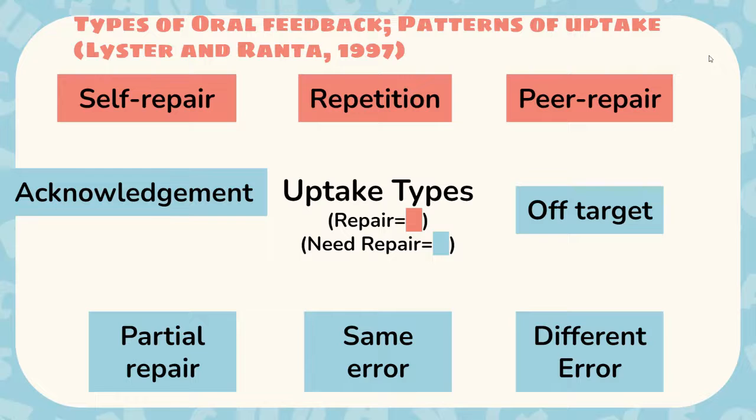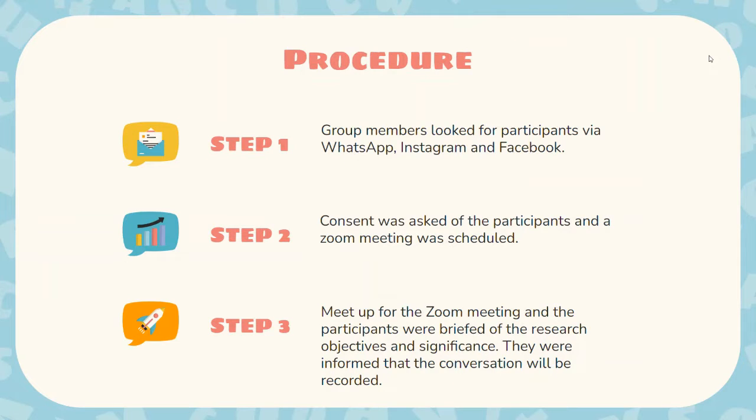So without further ado, we'll look at the procedure of our research. We started off our research by looking for participants via WhatsApp, Instagram, and Facebook. After finding our participants, we asked for consent from the participants and scheduled a Zoom meeting that is most convenient for everyone. And after that, we met up on Zoom, and the participants were briefed on the research objectives as well as significance. They were also informed that their conversation would be recorded.